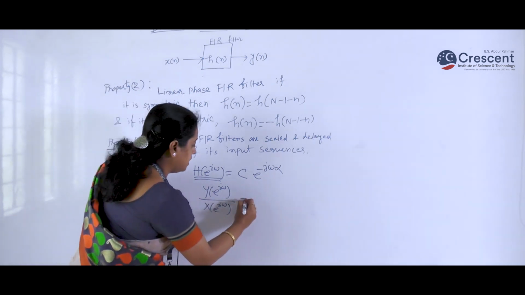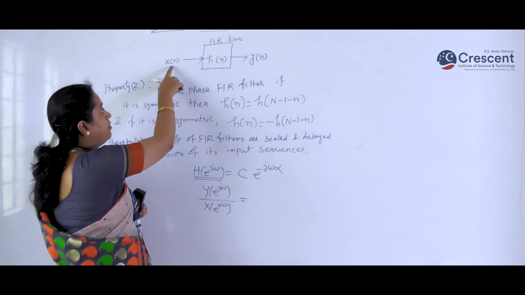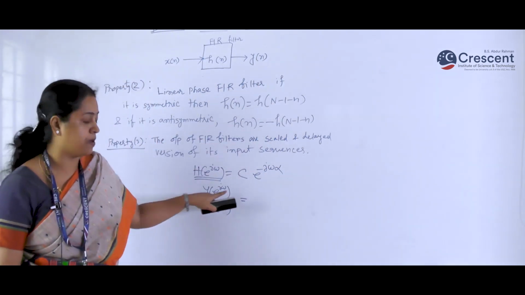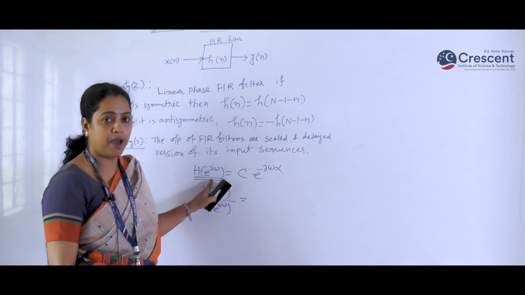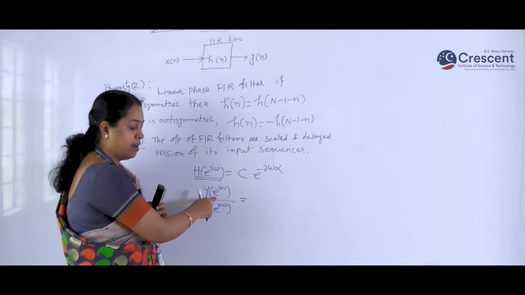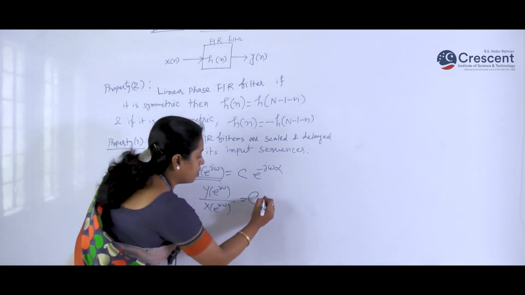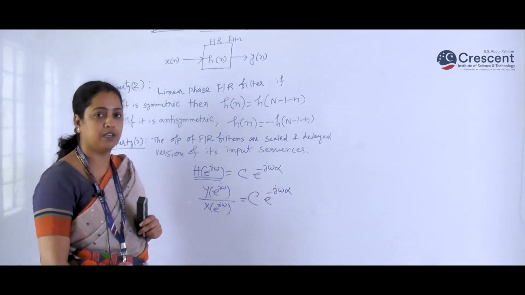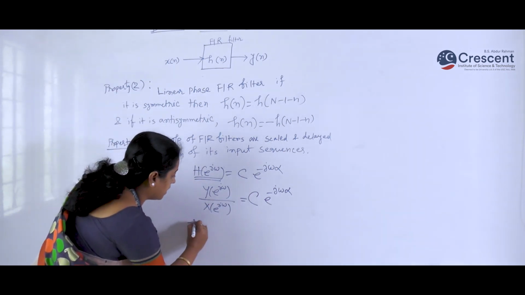If I write this DTFT for the FIR filter, you can take the DTFT of x of n, which is X of e power j omega, and y of n, which is Y of e power j omega. If you take the ratio, that becomes the magnitude response. So I have written this response in terms of output as well as input, which is equal to C, some constant, the magnitude, times e power minus j omega alpha, which is nothing but the phase of the filter.